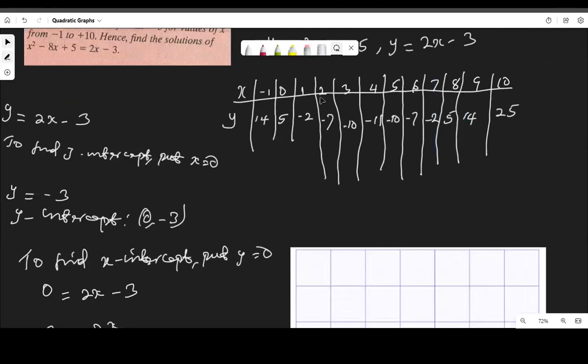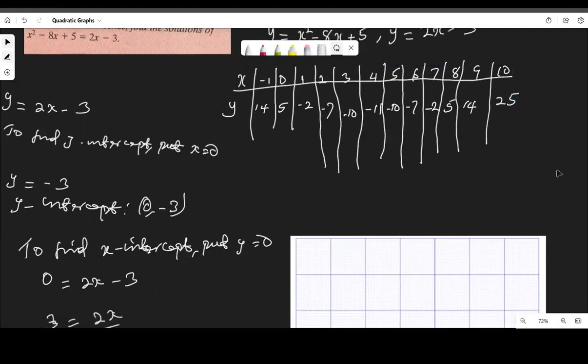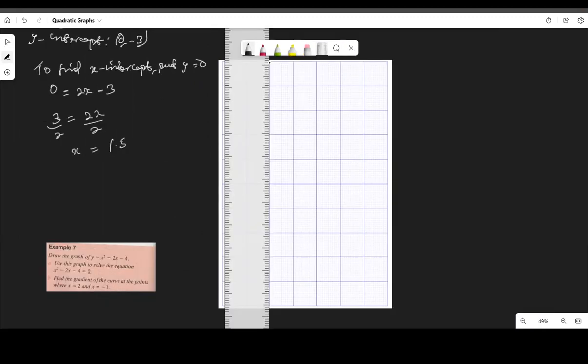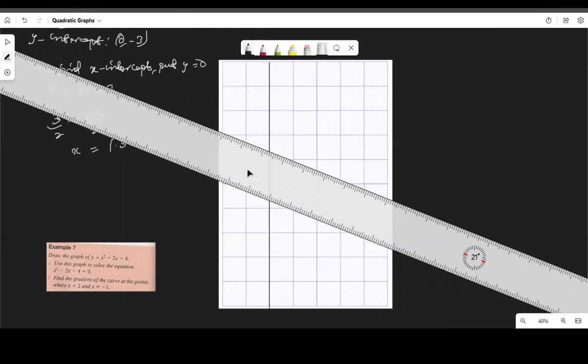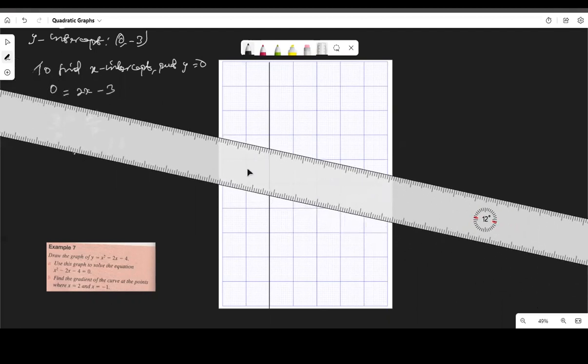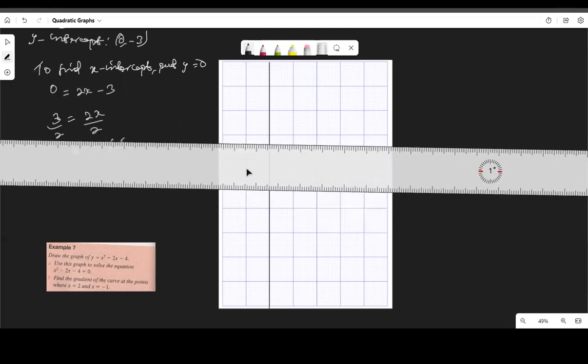So before we plot this graph, let's look at the values on the x-axis. I have up to plus 10 and only one negative, so I will leave more space to the positive side of the axis. And there is my y-axis. Let's draw the x-axis. For the y-axis, I have more positive also. I have up to positive 25. I will leave more space to the positive side.